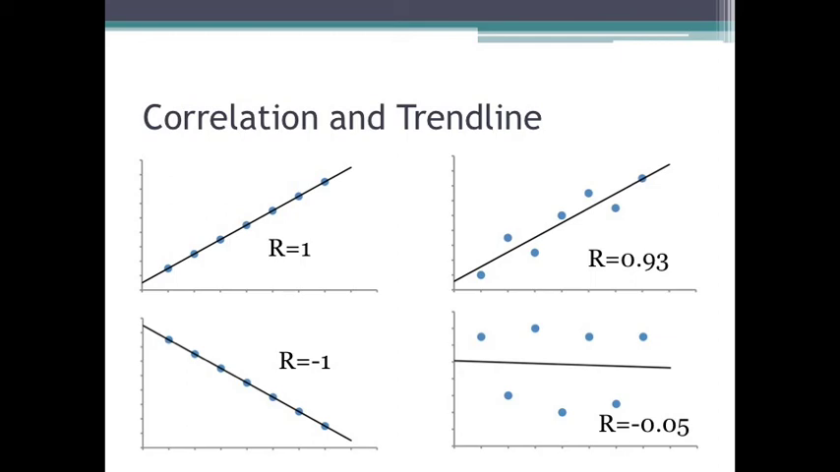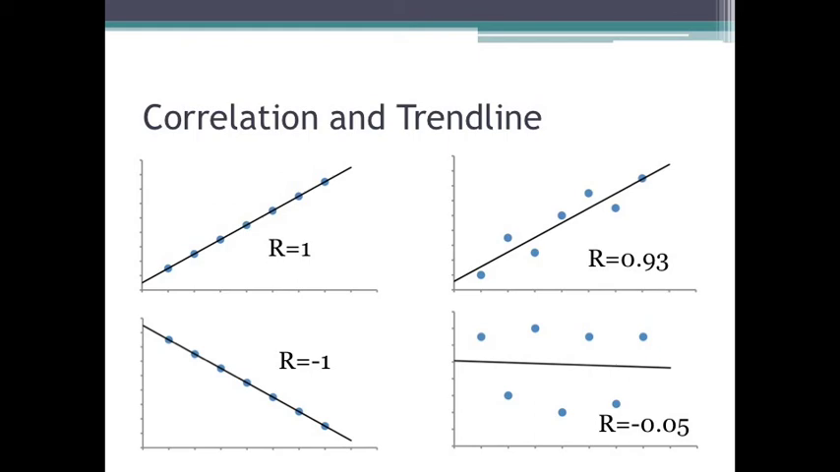That said, we're not likely to get this. Usually what we get is something that looks kind of like that second graph, the one that has r equals 0.93. There's clearly a relationship between x and y, the time and demand, for instance. But it's not a perfect relationship. And so our correlation coefficient is high, in this case 0.93, but it's not 1. That's still good. That's still what we want.